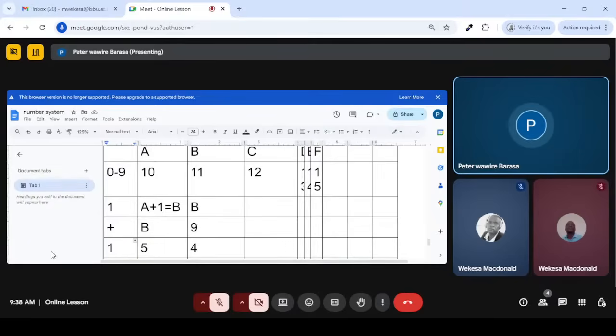Read the notes. Mostly it will be calculations. Calculation inaogopesha wengi, but that's how it is. People must do calculations.